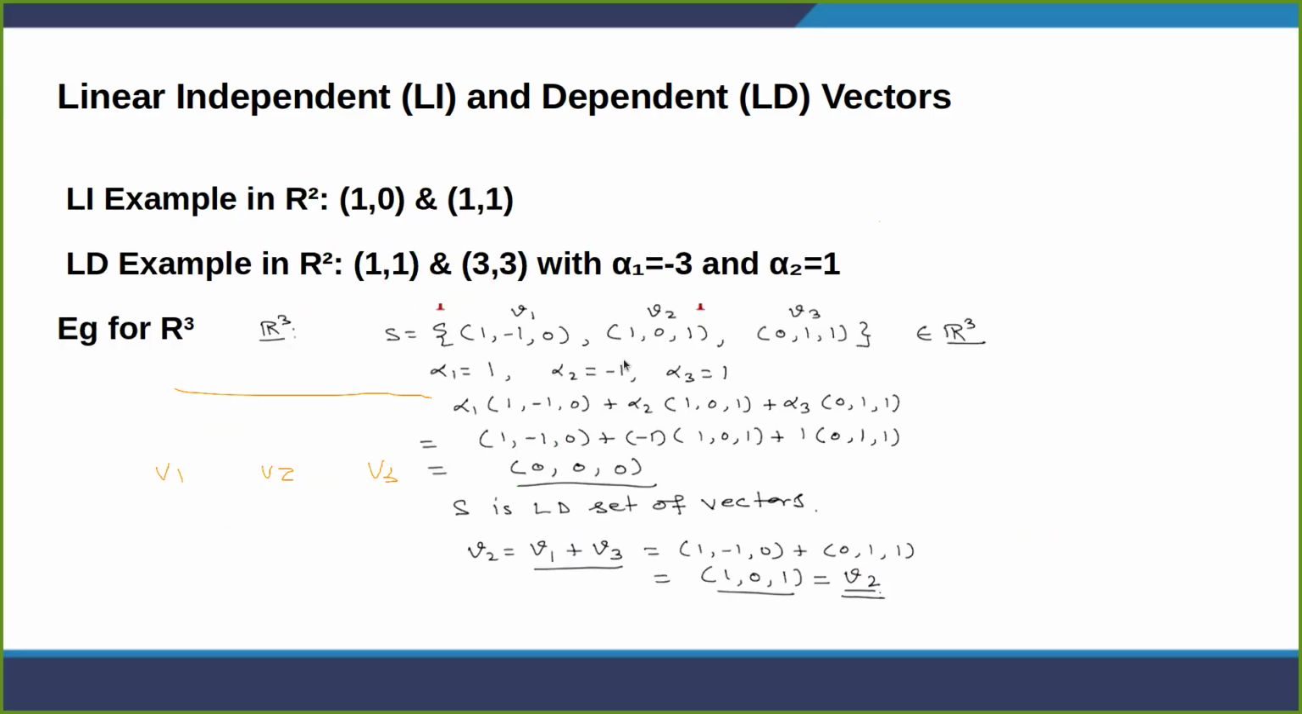So let's see linearly independent and linearly dependent vectors. I told you the definition, and we can see it by an example also. Take the vectors 1 0 and 1 1. Let's say this is V1 and this is V2. So I'll say alpha 1 of (1, 0) plus alpha 2 of (1, 1). So we have two equations: one is alpha 1 plus alpha 2.